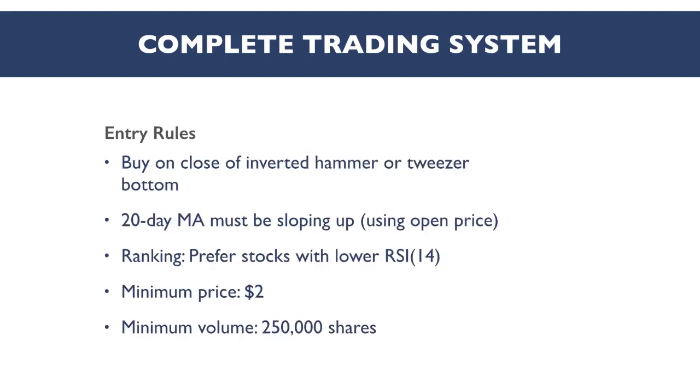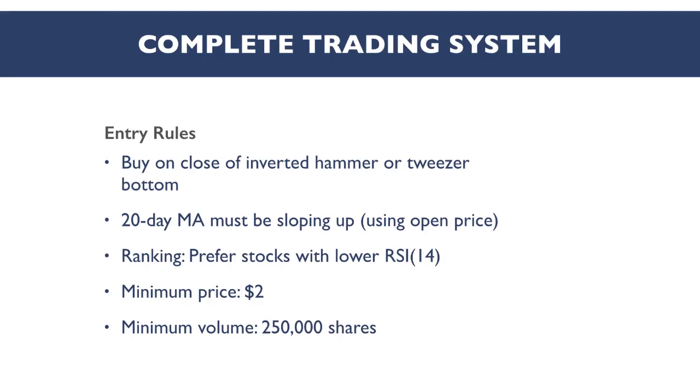So essentially, this system is going to buy a stock on the close whenever there is an inverted hammer or a tweezer bottom candlestick pattern. And we're also going to say that the stock should also be in an uptrend. The rule here is that the 20-day moving average, calculated using the open price here, should be sloping upwards. It's important to use the opening price here to avoid look-ahead bias. In addition, in the case of more than one signal, we're going to rank stocks by the RSI 14 indicator, the relative strength index. So if there's more than one stock with a buy signal, we're going to prefer the stock that has the lowest RSI on the previous bar.